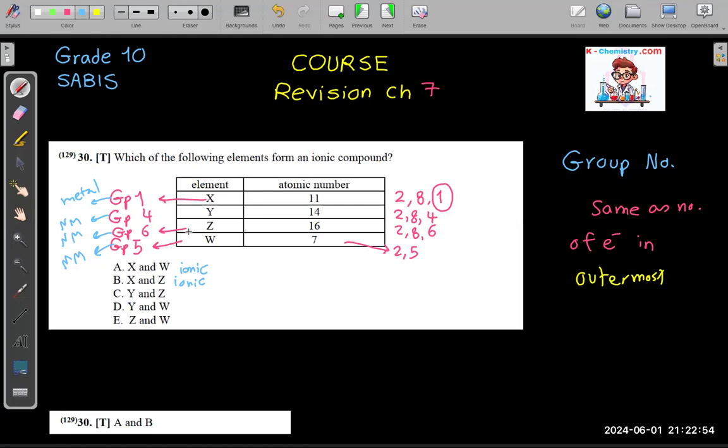Y and Z is covalent. Why did he write Mr. X? Non-metal, non-metal. Okay, he said true A and B. Oh, this one is non-metal, so it is covalent. Y and Z. Y and W, 4 and 5, both of them non-metal, so it is still covalent. Z and W, covalent. So only the first two are ionic, sorry, are ionic. Very good.